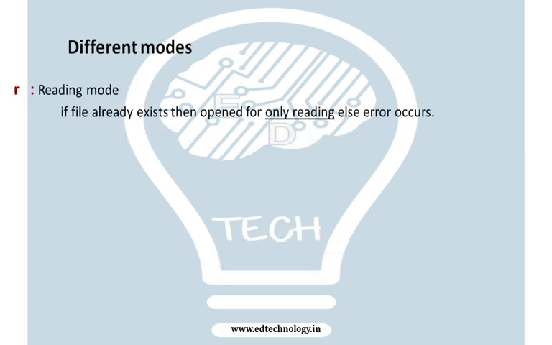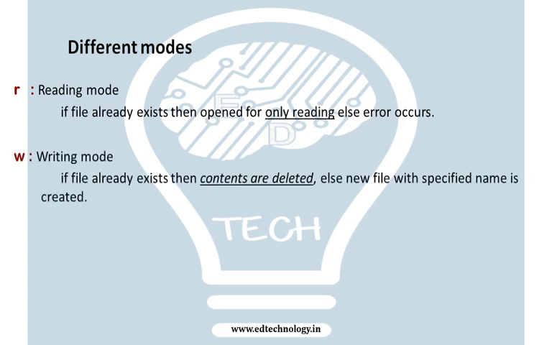Now, different modes as we saw. The first mode is reading mode. If the file already exists, then it is opened for only reading, otherwise an error occurs. So for using the read mode, we have to have the file already created. If it is not there, it will throw an exception or an error. Next mode is writing mode.